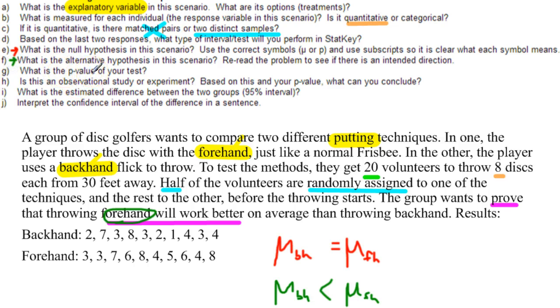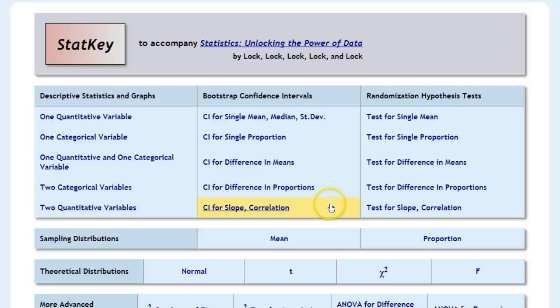And now it says, what is the p-value of your test? This is where we need to jump into StatKey to do this. So let's go ahead and pull that up. Now we're looking to do a hypothesis test, and we said that we have two distinct groups. So we are not doing a single mean for matched pairs, we are going to do the interval or test for a difference in means. And we're going to start with the test.